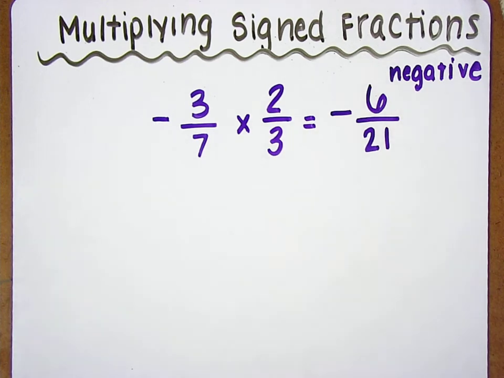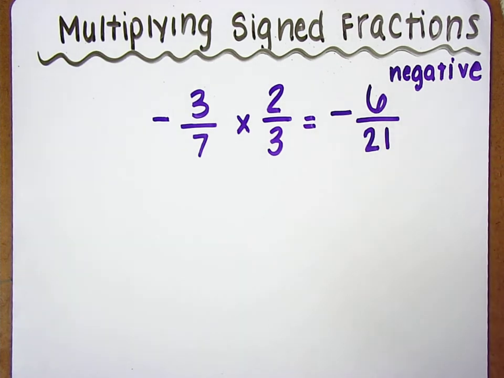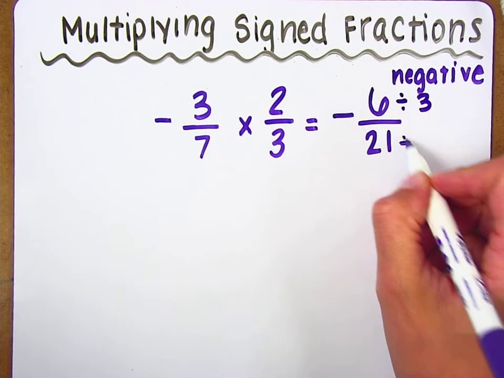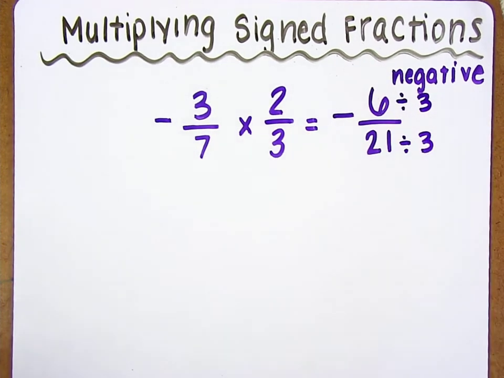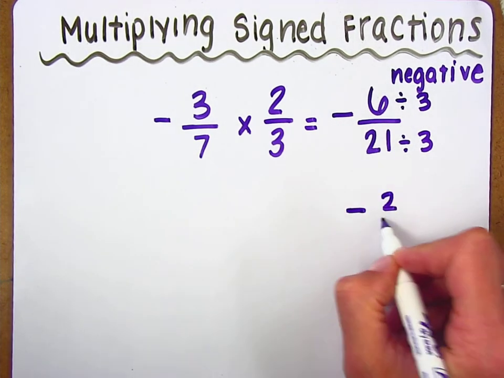However, we need to make sure that we can't simplify our answer. So I'm going to think to myself, is there a number that I can divide both 6 and 21 by? And I know I can divide both 6 and 21 by 3. So my simplified answer is going to be -2/7.